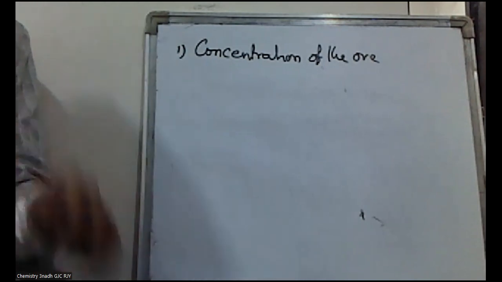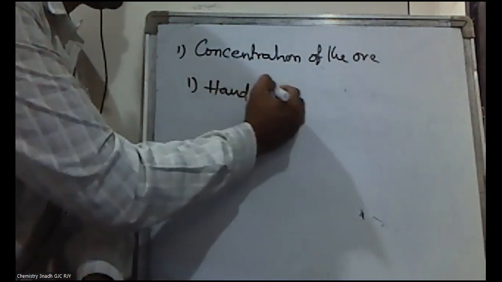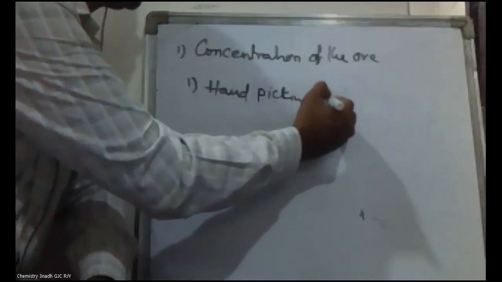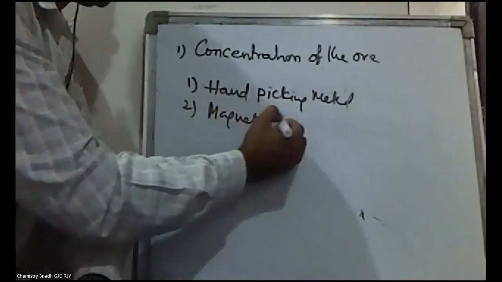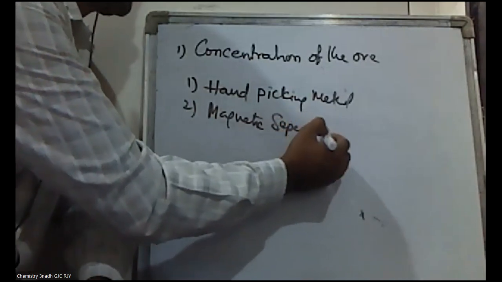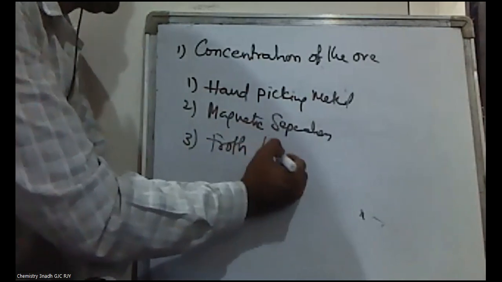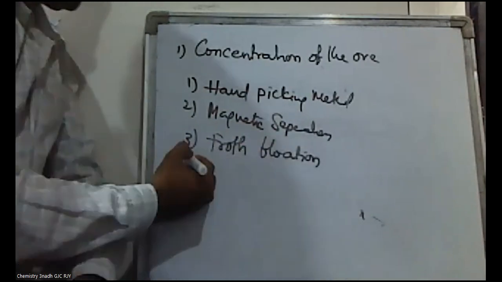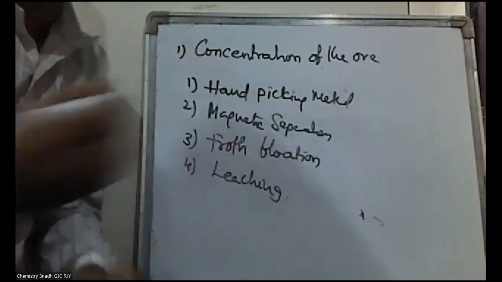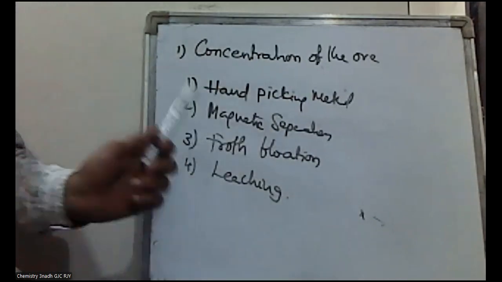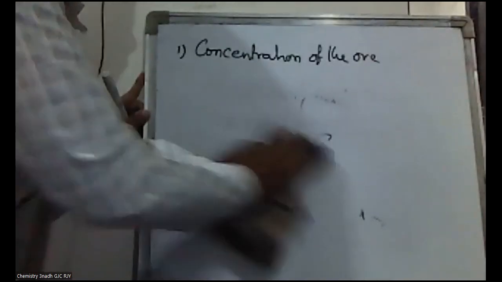For the concentration of the ore, the various methods are: one is the hand picking method. Second is magnetic separation. Third is froth flotation. And the last one is leaching. So in this video, I am going to discuss the leaching method.